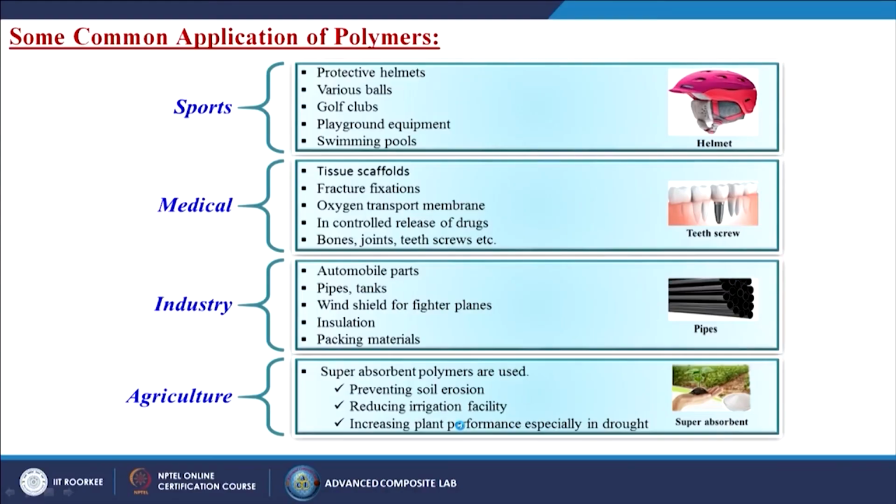Now, we are going to give some common applications of polymers. Generally, for sports we use them for helmets and balls. In medicine we use them for tissue scaffolds, bones and joints, and nowadays orthopedic implants. For industry we use them for automobile parts, insulation and packing materials. For agriculture we use them for preventing soil erosion and reducing irrigation requirements, and these are just a few. There are n number of applications where we use polymers.